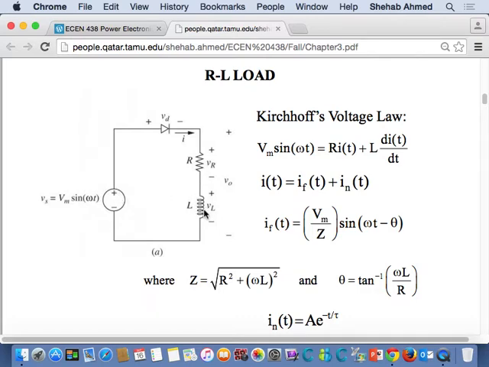If the inductance has no initial current, how would you find the current in the circuit where you have an AC source across a resistor and an inductance? Inductance initially has zero current. No, no. AC current. This is not DC current. This is AC current.